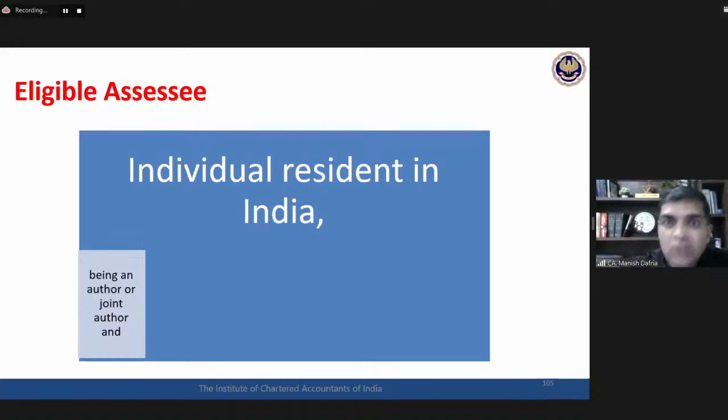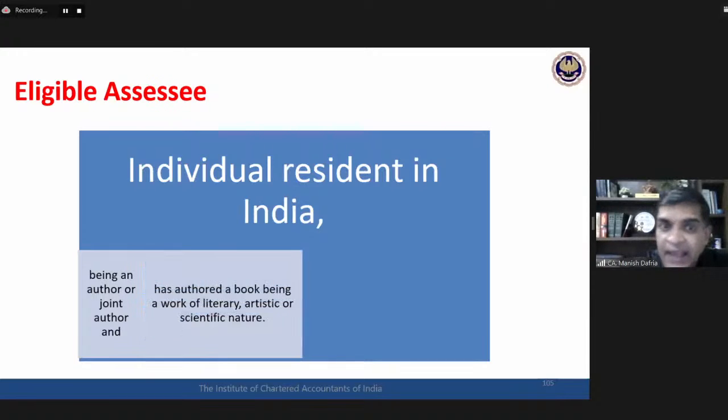Now, what is this individual doing? He is a resident in India. What is he doing? He is an author, either a single individual author or a joint author. And he has authored a book. Which kind of book is another important point. Simply authoring a book is not sufficient. The book should be of a specific nature. It should be of a literary, artistic, or scientific nature.